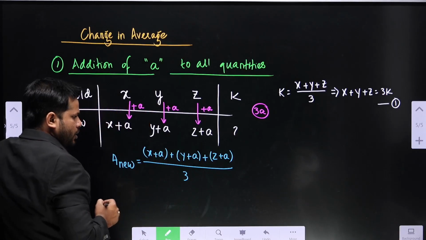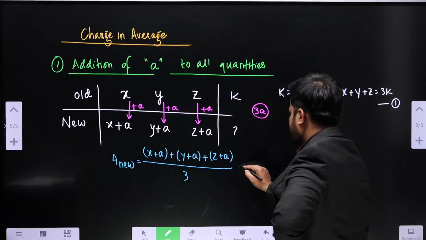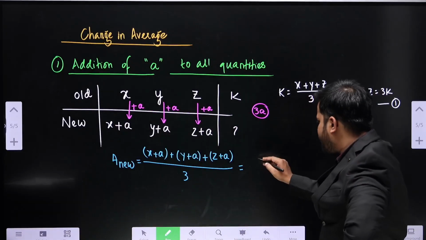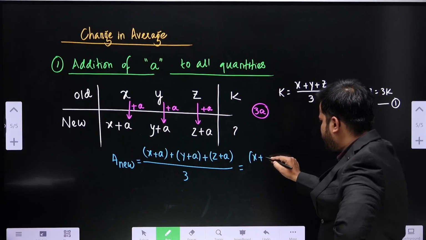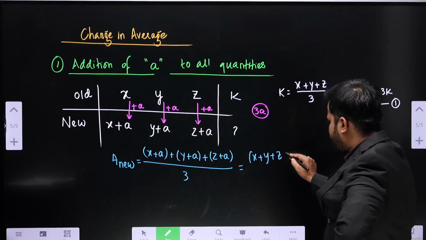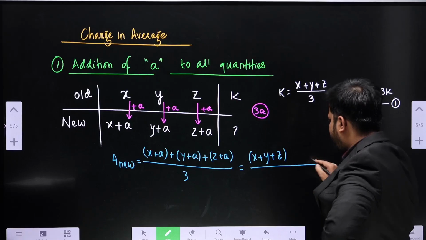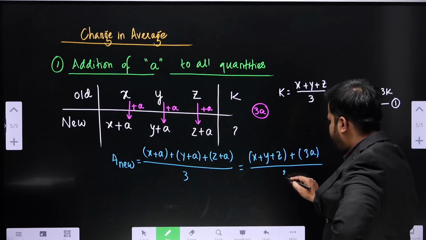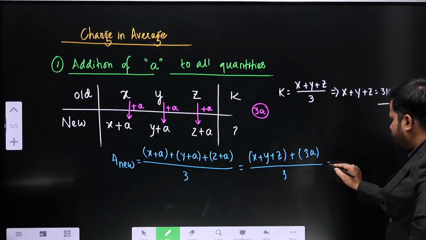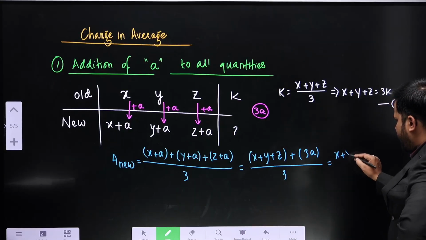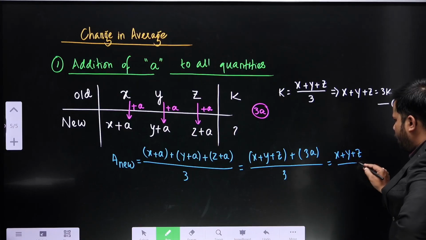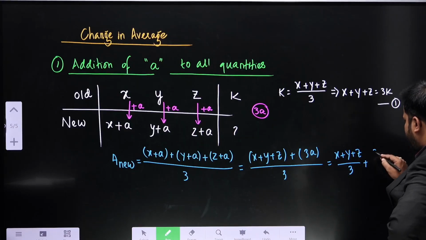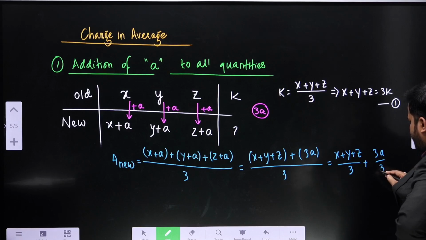Now can I tell this is nothing but, let's rearrange it. Let me bring x plus y plus z together and divide it, here total it will be 3a, or not, whole divided by 3. Now can I write this as x plus y plus z whole divided by 3? I am doing the separation, 3a by 3, or not?